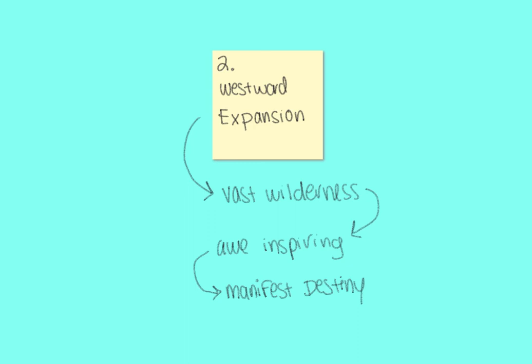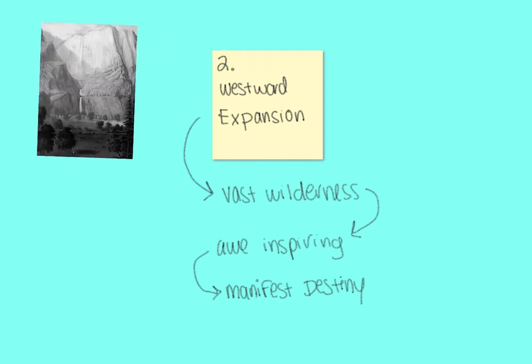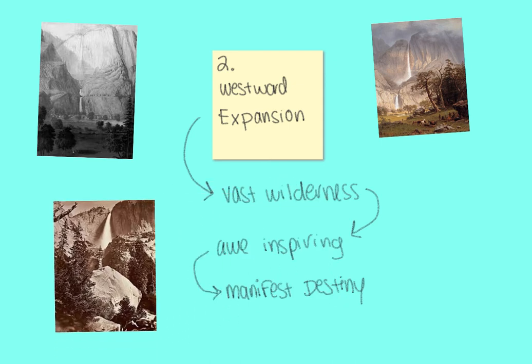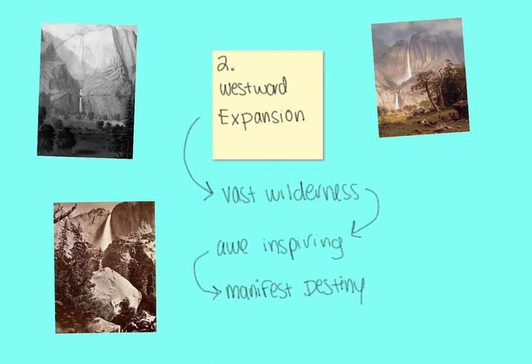So theme number 2 is westward expansion. All of the photos and paintings that we just learned about show a vast wilderness. It is awe-inspiring. The painters use vivid colors and feathery brushstrokes to create a dreamlike landscape, while the photographers are extremely technical and advanced for their time.